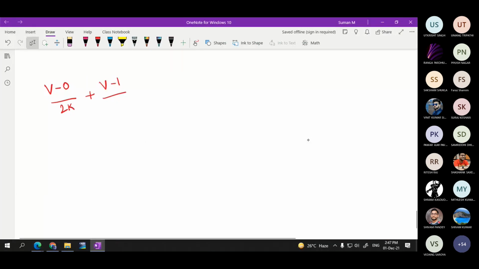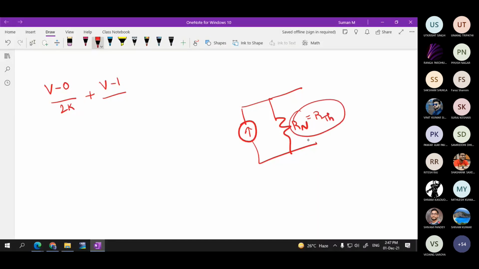So if you have a Norton theorem, then you will be having a current source with a resistor in parallel. This is considered as R Norton. This is same as R Thevenin resistance. So it's obvious that you can use either Norton theorem or Thevenin theorem to find the maximum power transfer theorem. So you either find R Norton or R Thevenin. So you can find the value of RL, that is the load resistance.